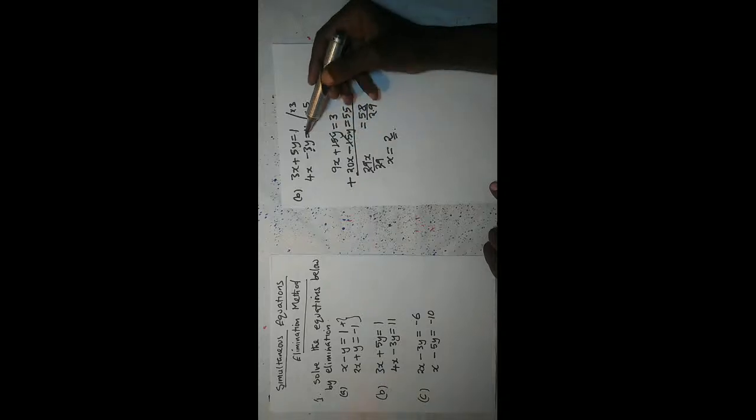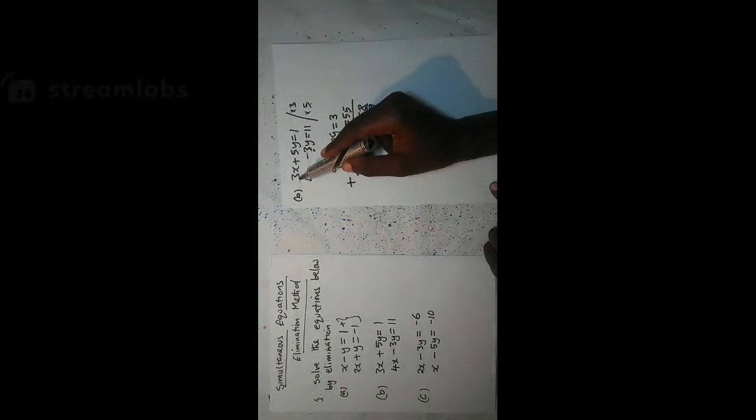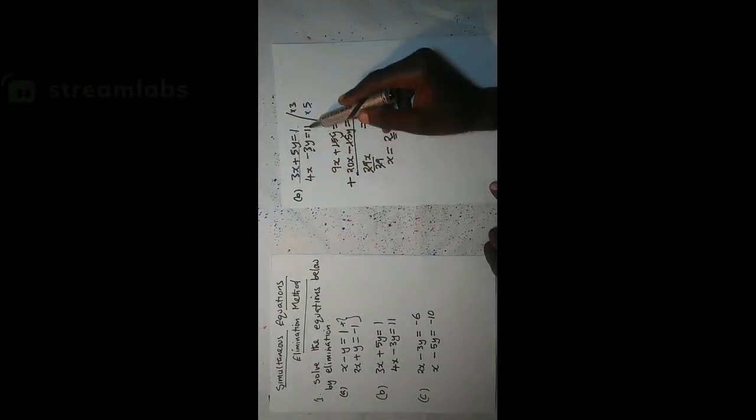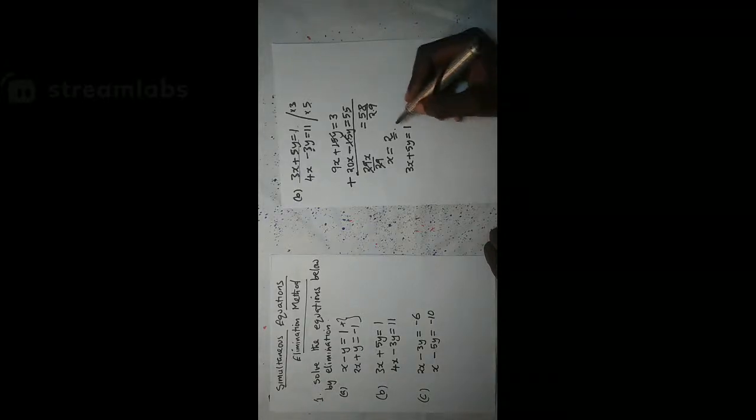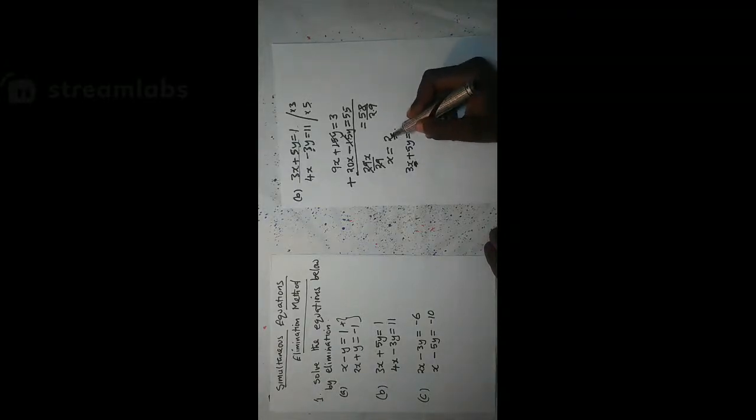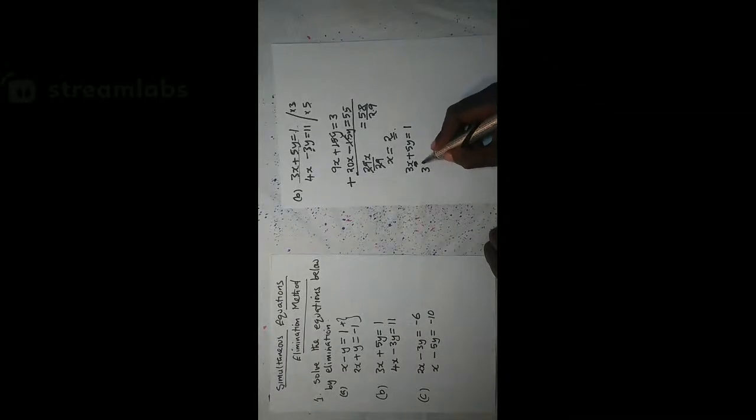So for us now to find y, we are going to choose one of these two equations here. So let me use the one that is on top here. You can use even this one down here, you get the same answer. So we are going to have 3x plus 5y is equal to 1. And then we are going to replace this x here with the 2 that we have found. So we are going to have 3 times 2 plus 5y is equal to 1. So 3 times 2, we have 6, plus 5y is equal to 1.